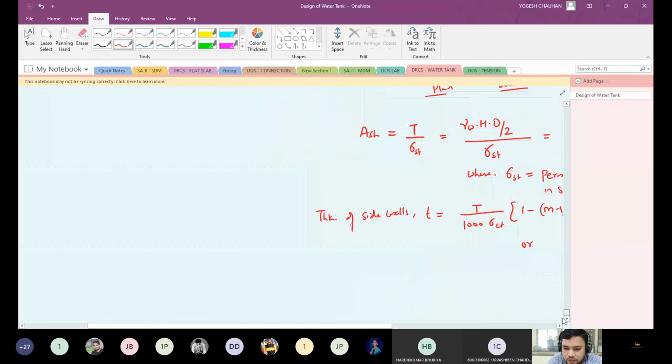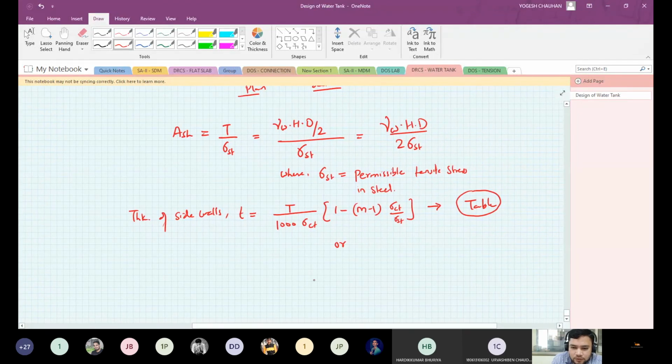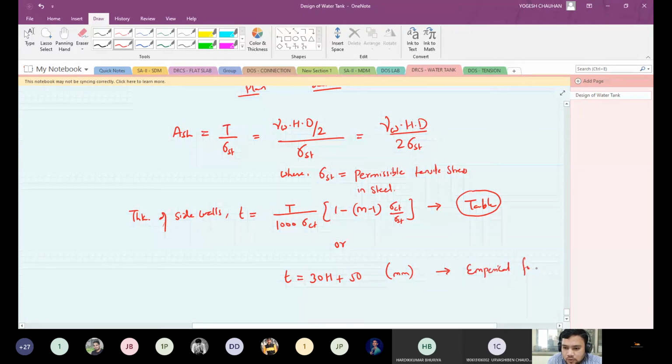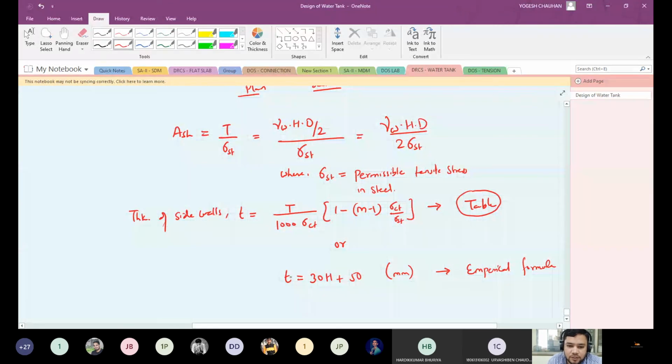Another way is you can use an empirical equation, given by T equals 30H plus 50. This will give you thickness in mm. You can also use this empirical formula to find the initial thickness.